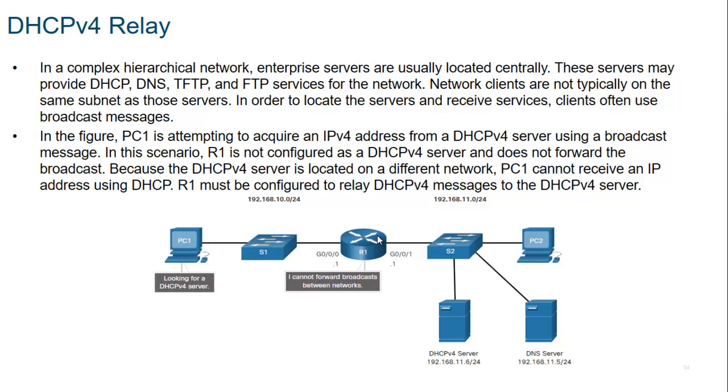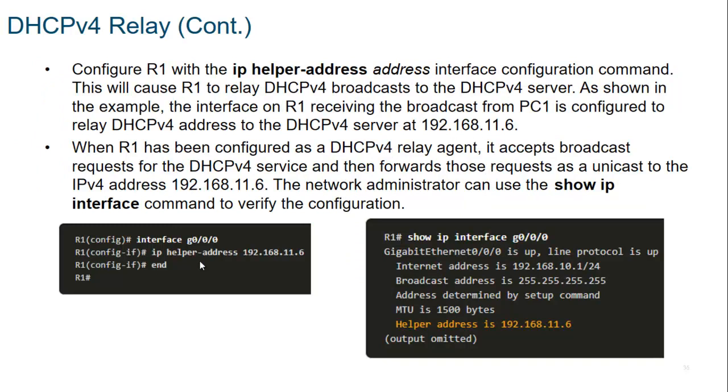So R1 must be configured to relay the DHCPv4 messages to the server. R1 is a router. Routers do not forward broadcasts, but we have to configure it to say just forward the broadcast for DHCP. So how do we make R1 relay the broadcast? We can configure R1 with the ip helper-address interface configuration command. This will cause R1 to relay DHCPv4 broadcasts to the DHCP server.